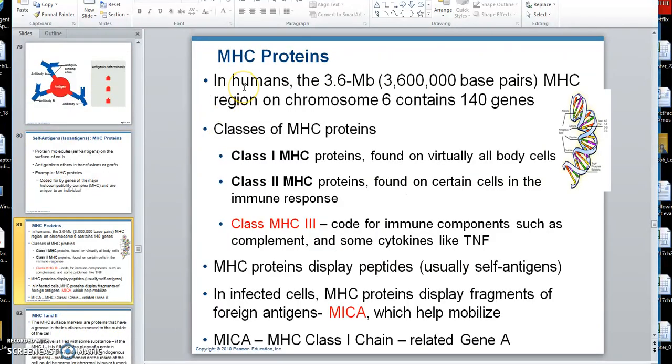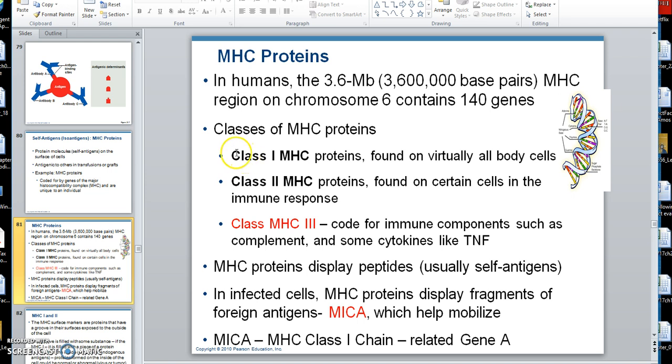Okay, so we go further. The MHC genes are on chromosome 6. There are about 140 genes. There are two MHCs: an MHC1 and an MHC2. There's a major histocompatibility complex 1 that makes MHC1 proteins, and there's an MHC2.